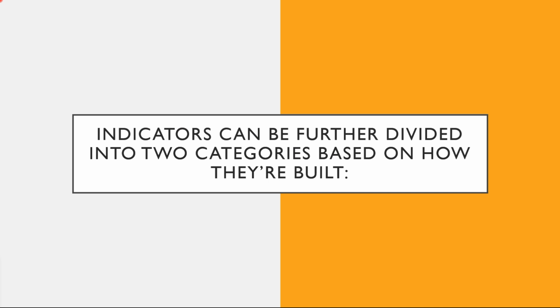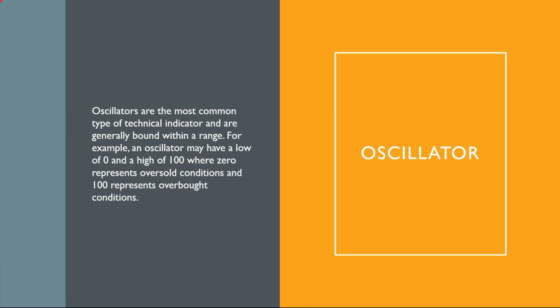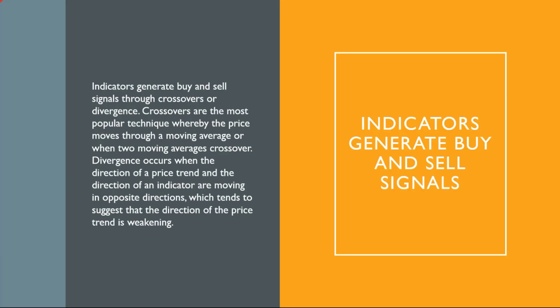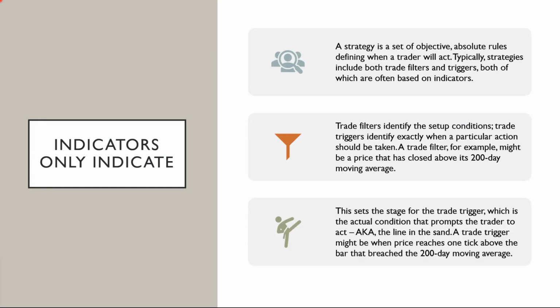So remember, indicators can be further divided into two categories based on how they're built, because we have oscillators, like you can see here, stochastics and RSI, which stay above and below 100 on a scale below, or you have other indicators that are non-bounded that can be any numbers, like MACD, which are just calculations of numbers. And then indicators generally give buy and sell signals through crossovers or divergences. Now I'm going to show you in this presentation where we would put together the signals based on crossovers. But remember, indicators only indicate.